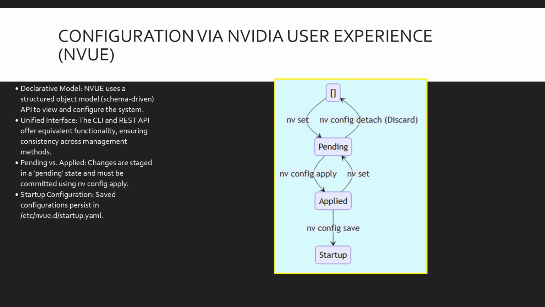This state diagram illustrates the NVUE workflow. You start by issuing nv set commands, which moves the system into a pending state. Nothing changes operationally yet. You then execute nv config apply to make those changes live in the applied state. To ensure these changes survive a reboot, you must transition to startup using nv config save. Note that you can also discard pending changes if you make a mistake.